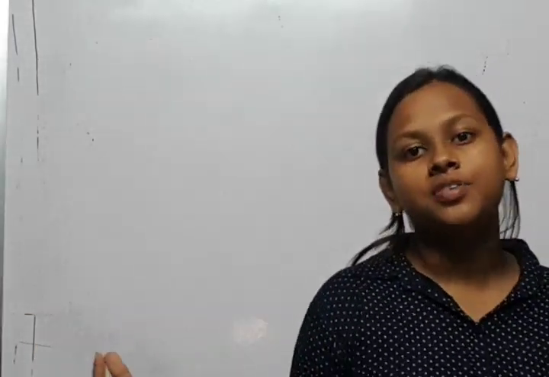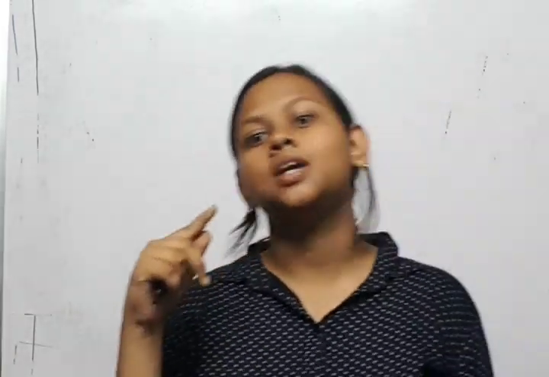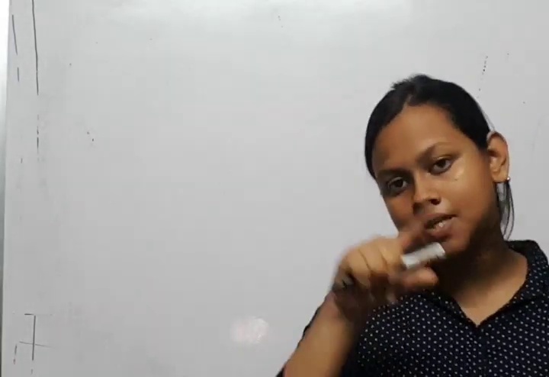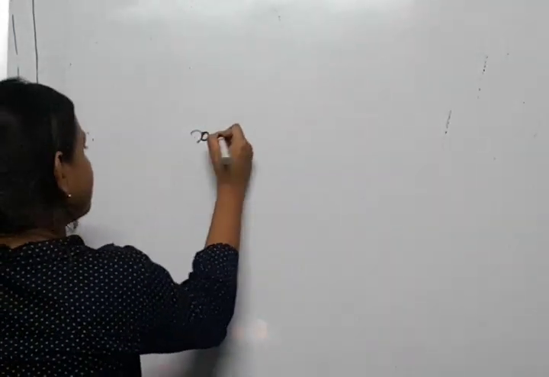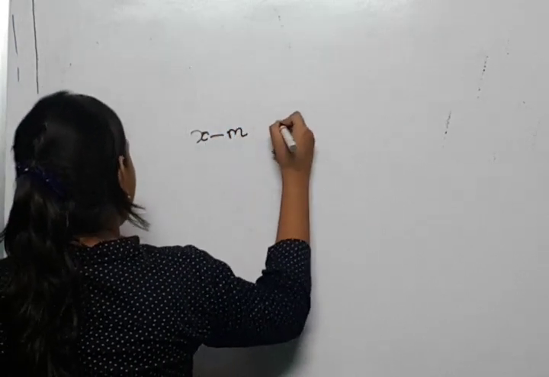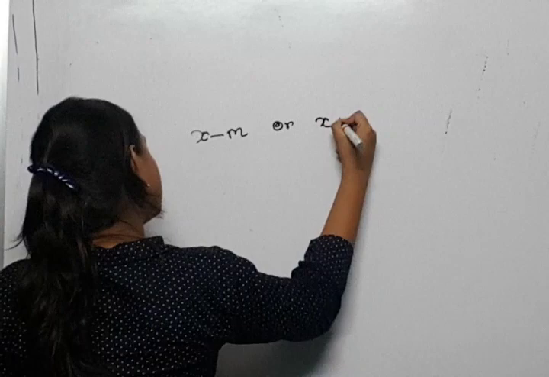In this video, I am going to explain some things about binomial theorem. First, what the term binomial means. The term binomial refers to two expressions when they are separated either by subtraction or by addition. It means there are two terms in an expression which are separated either by plus or by minus within the two terms. Suppose x minus m or x plus m.